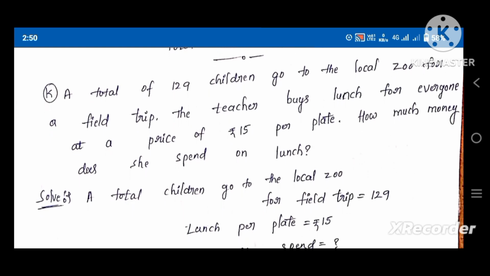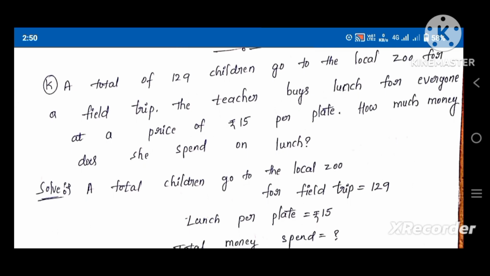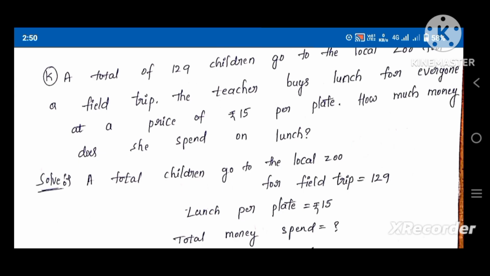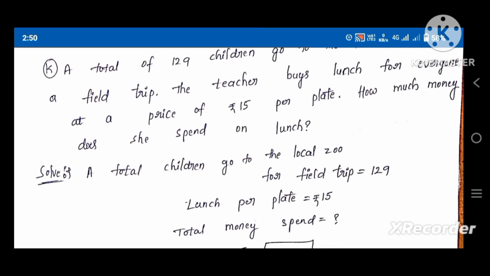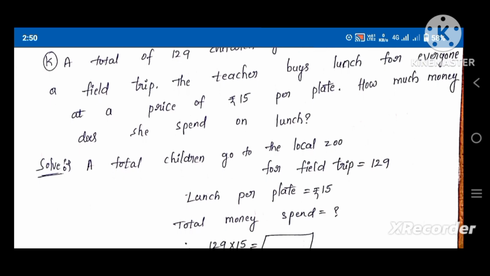Question number K. A total of 129 children go to the local zoo for a field trip. The teacher buys lunch for everyone at a price of rupees 15 per plate. How much money does she spend on lunch?